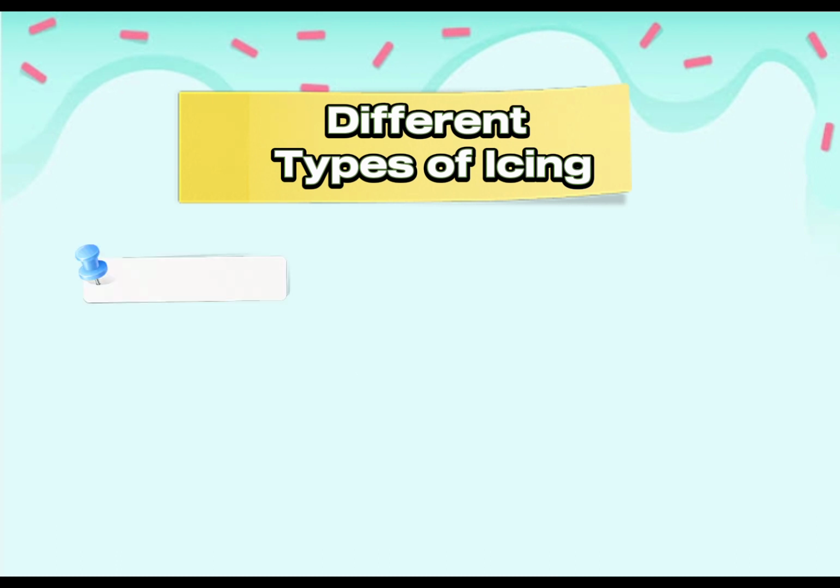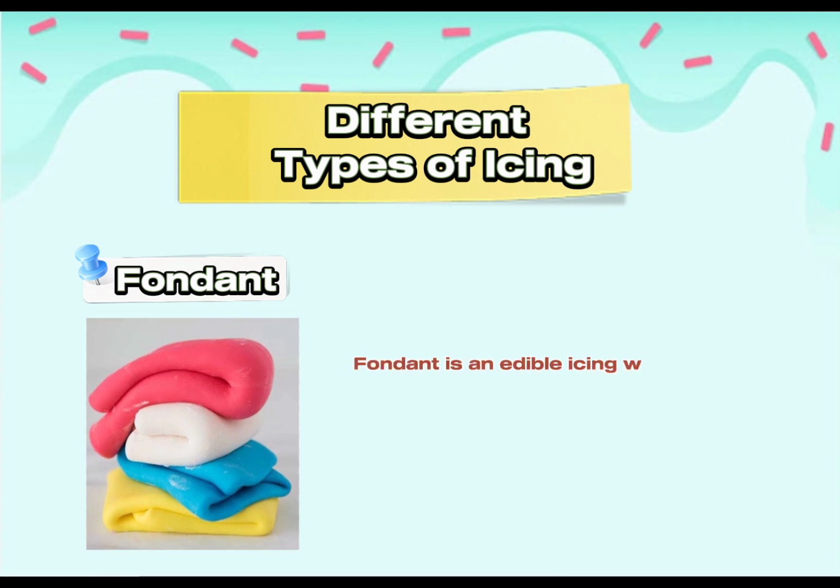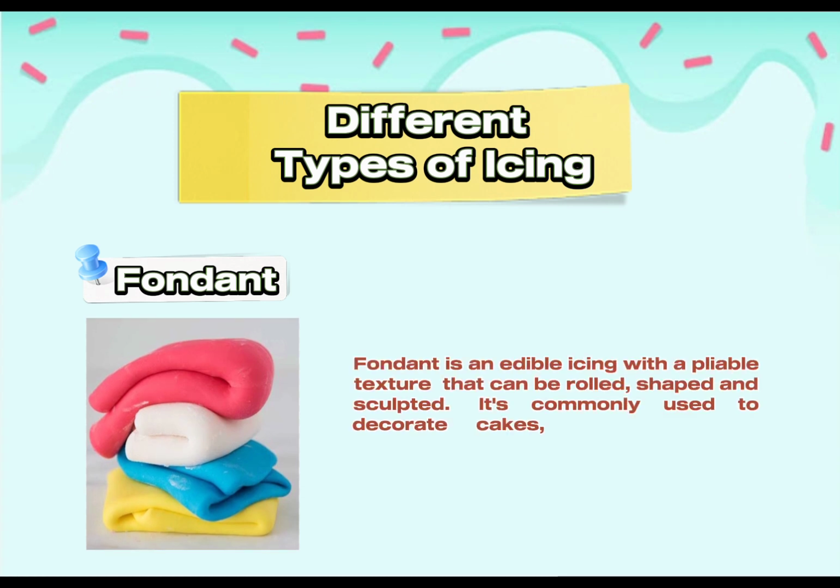So the next one is fondant. Fondant is an edible icing with a pliable texture that can be rolled, shaped, and sculpted. It's commonly used to decorate cakes, cupcakes, and cookies. Basic fondant ingredients include gelatin, glycerin, water, icing or castor sugar, which is lighter than powdered sugar, and shortening.